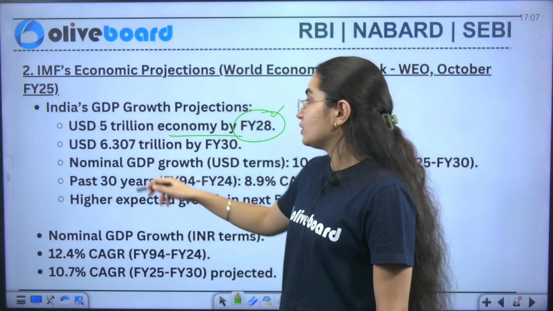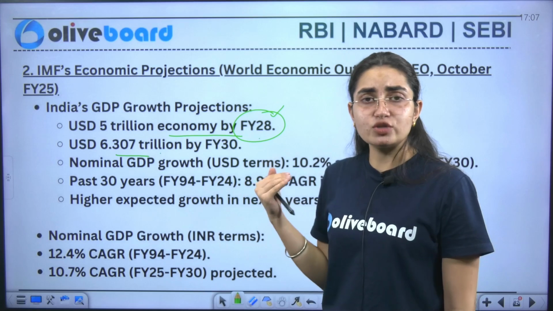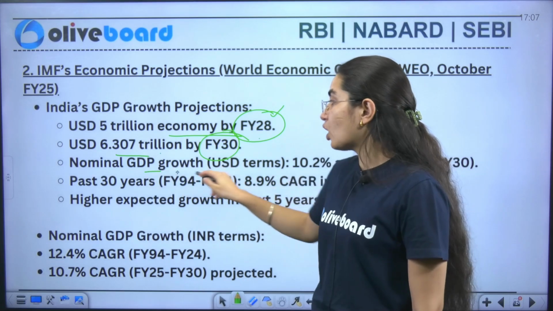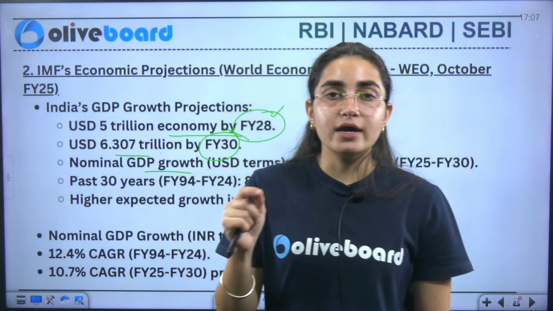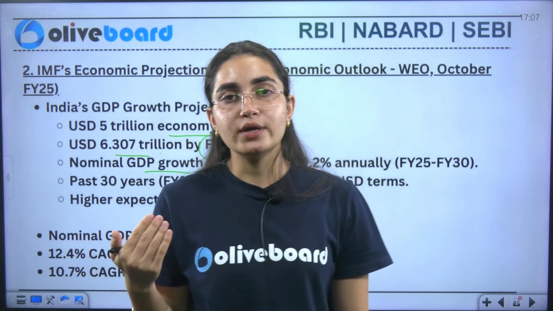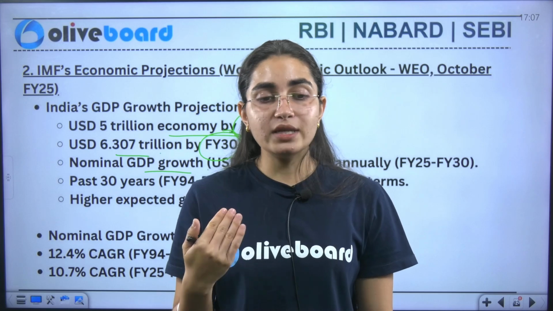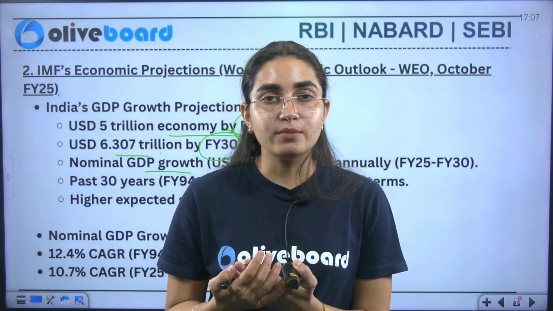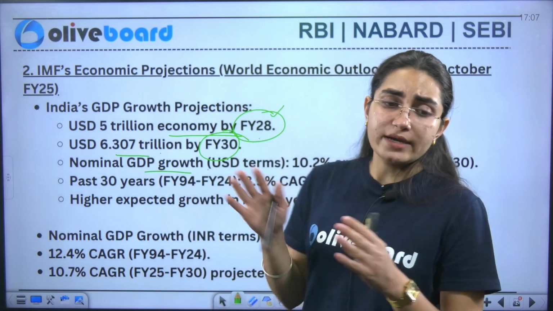Similarly, we'll be a USD 6.307 trillion economy by the financial year 2030. And if I talk about nominal GDP growth, now there are two bifurcations here. I have done this in my static portion while covering national income. You have two types of GDP. One is nominal, and the other one is real. Nominal is a hazy one. Nominal doesn't show you the exact data. But if I consider real GDP, that shows you exact data. So that is the case here.